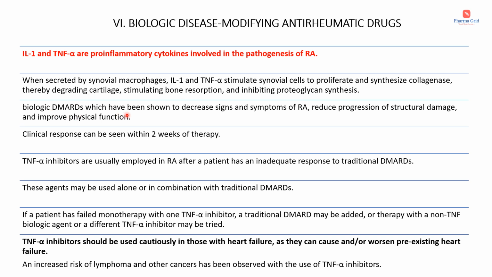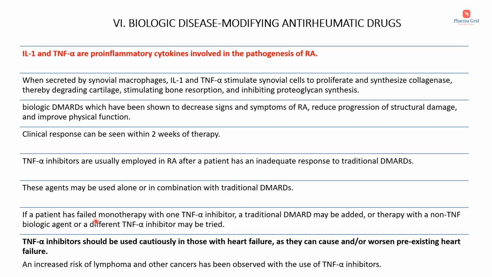Biologic DMARDs, which have been shown to decrease signs and symptoms of RA, reduce progression of structural damage and improve physical function. Clinical response can be seen with 2 weeks of therapy. TNF alpha inhibitors are usually employed in RA after a patient has inadequate response to traditional DMARDs. These agents may be used alone or in combination with traditional DMARDs.